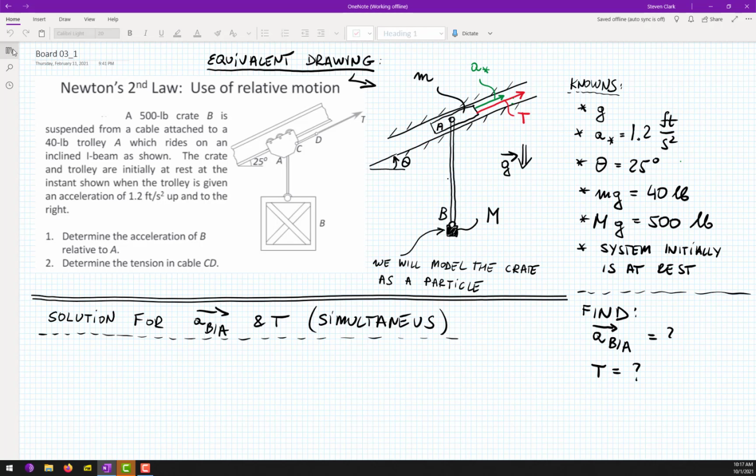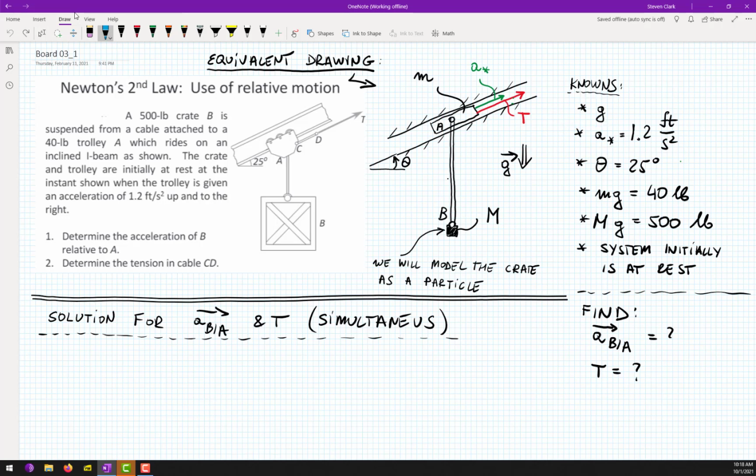All right, guys, so what do we have in here? Aha, we have two bodies this time, two masses. We have this trolley of mass little m, and this crate. We are just going to model it as a particle in this problem. In general, it's not a particle, but it's fine to model it as a particle. It has mass capital M. We are on Earth, so it's g.